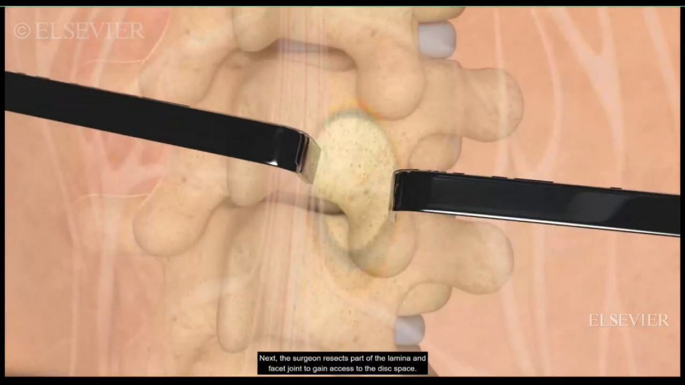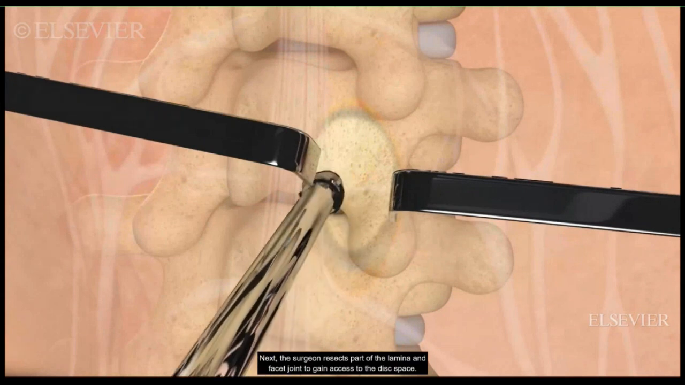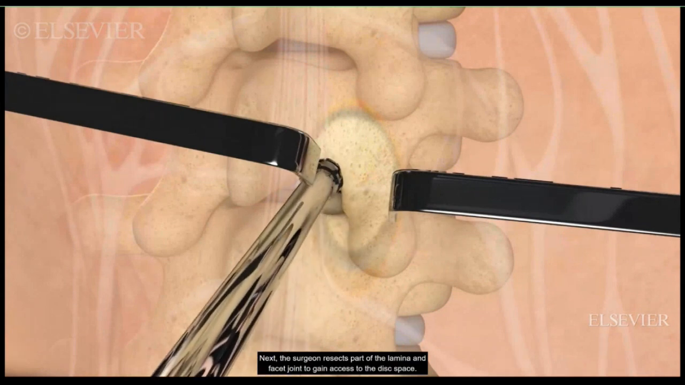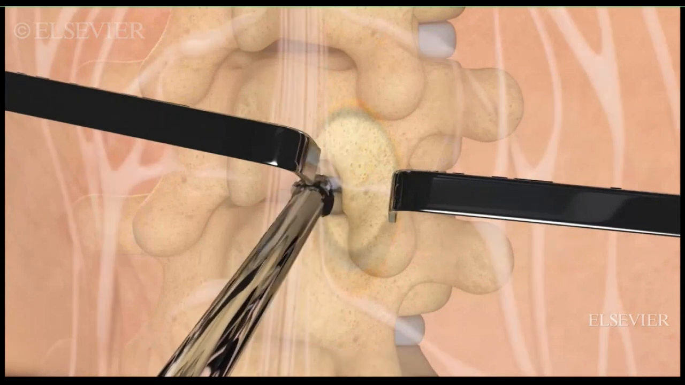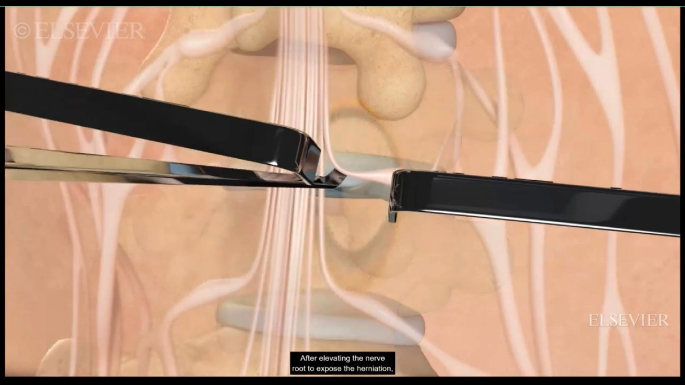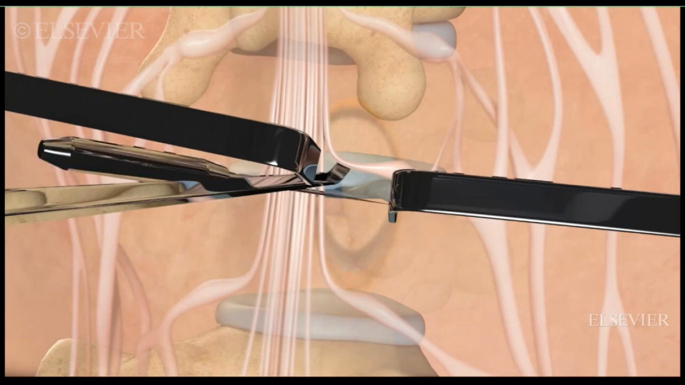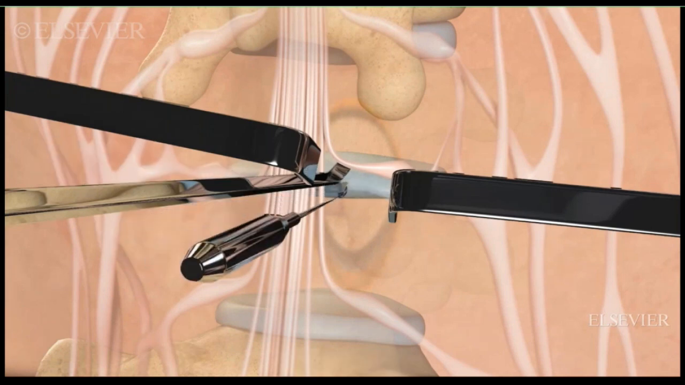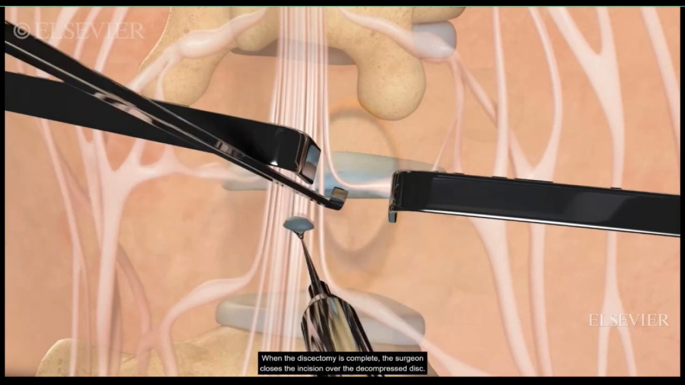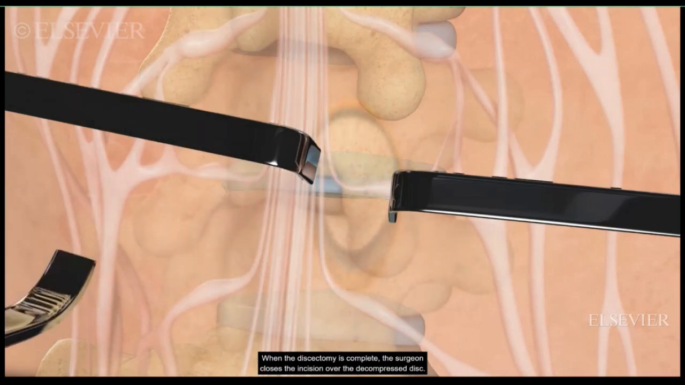Next, the surgeon resects part of the lamina and facet joint to gain access to the disc space. After elevating the nerve root to expose the herniation, the surgeon removes the protruding part of the nucleus pulposus. When the discectomy is complete, the surgeon closes the incision over the decompressed disc.